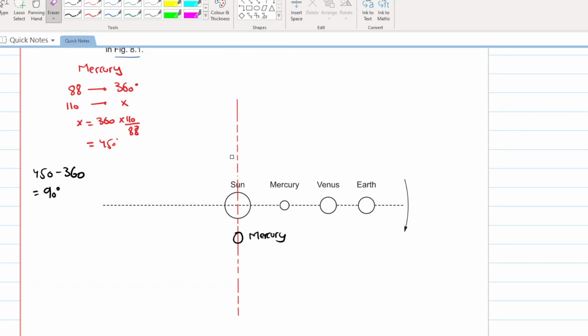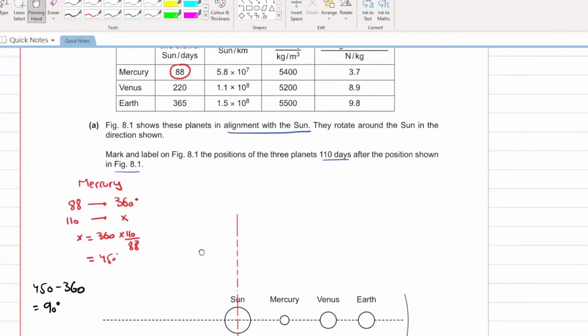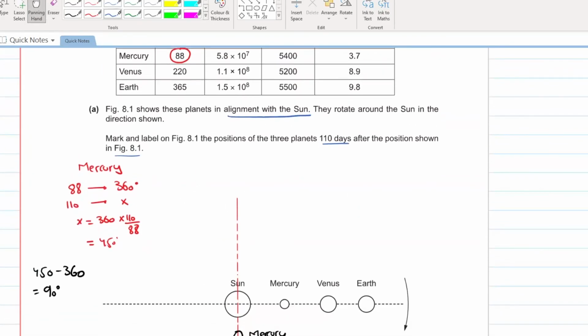This is how to calculate the rotation of Mercury. You can also easily calculate the rotation of all the planets. Literally, this is grade 8 mathematics. Let's do it with Venus.